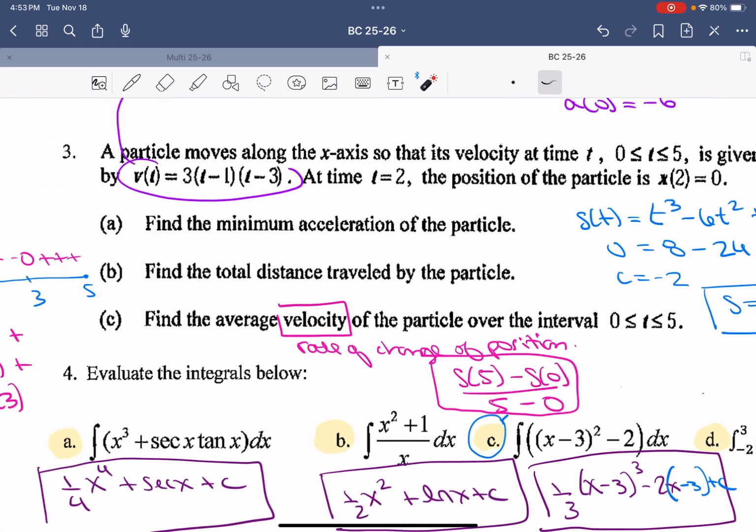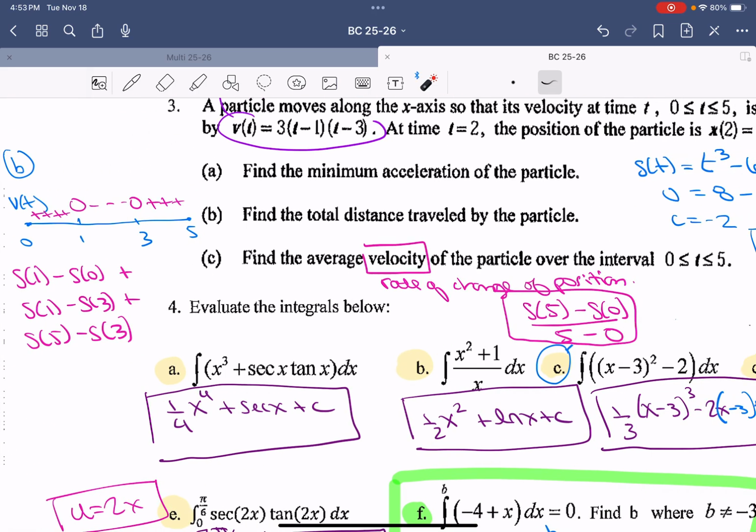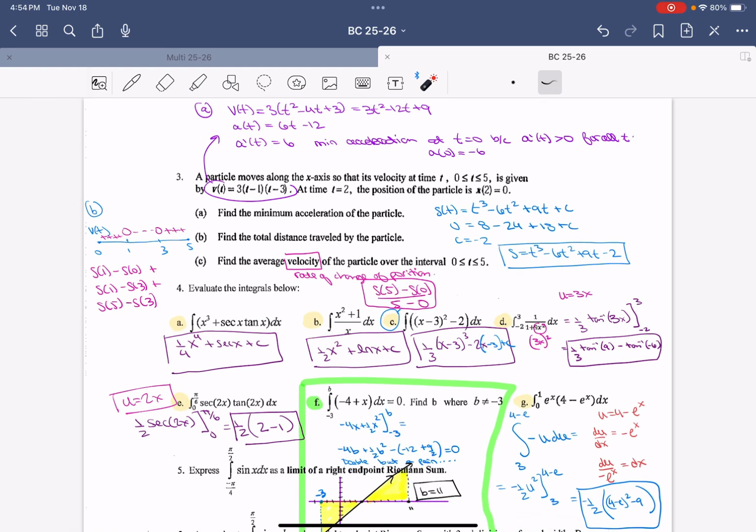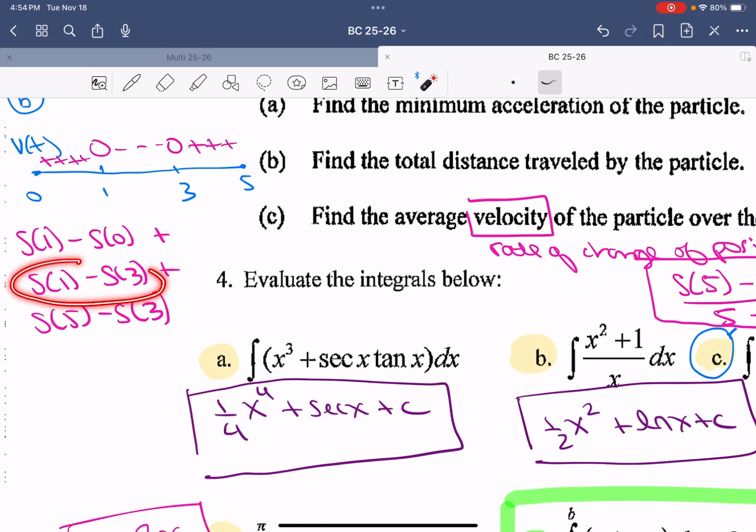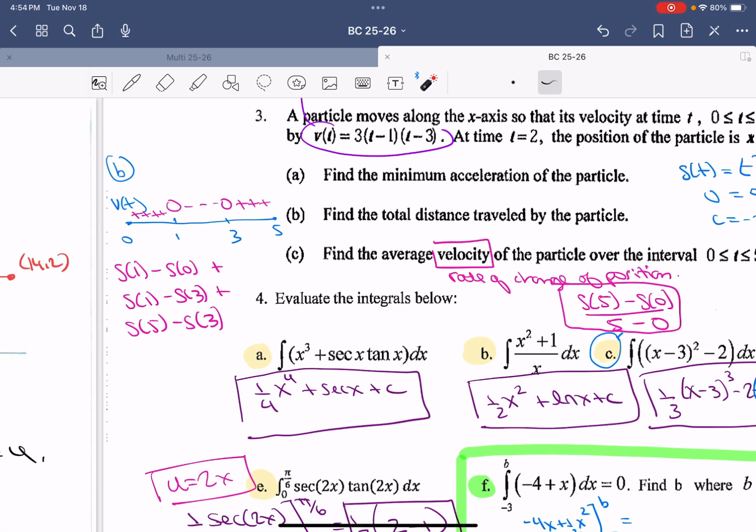Now, on a test or quiz, you actually have to write this out, but the total distance traveled would be s of 1 minus s of 0, which means you'd have to go over here and plug in 1 and 0, etc., plus s of 1 minus s of 3, or you could do s of 3 minus s of 1, take the absolute value, and s of 5 minus s of 3.